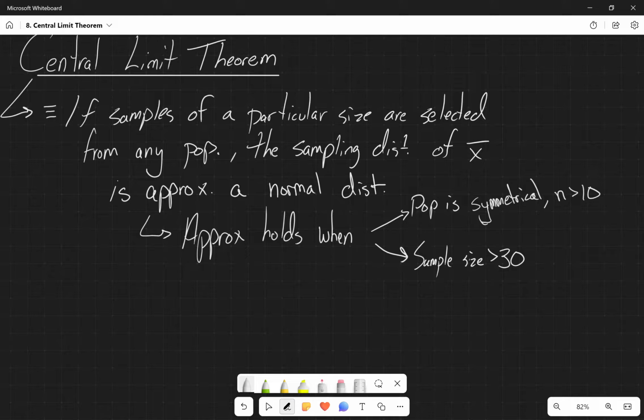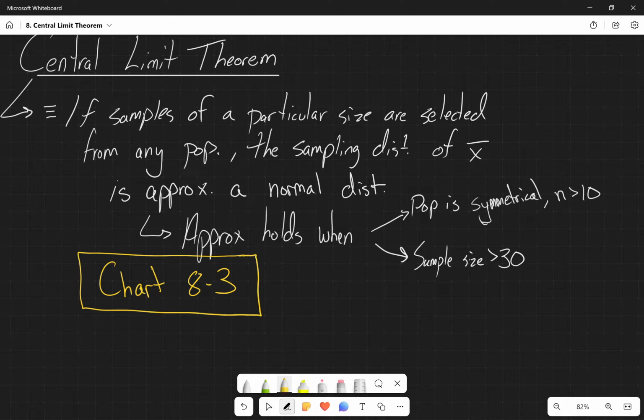So this is one of the more useful conclusions. It's true of all population distributions and allows us to use the normal probability distribution for confidence intervals, which we're going to do in chapter 9. So the central limit theorem, take a look at, I'm not going to reproduce it because it's going to be terrible, but take a look at chart 8-3, which shows this central limit theorem in action.